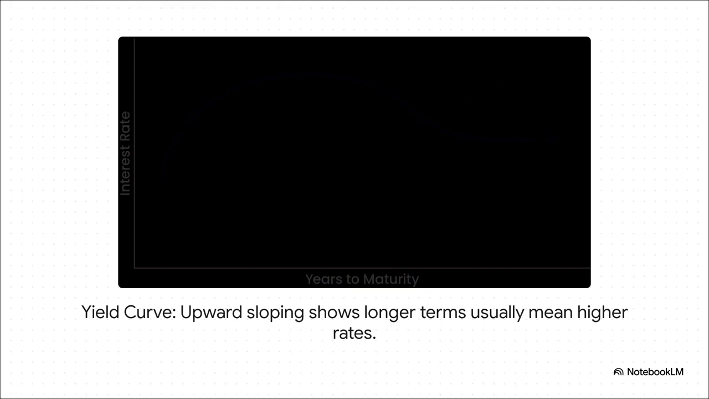Short-term interest rates are usually lower than long-term rates. Investors demand a higher yield, more money, to compensate for the increased risk of tying up their cash for longer periods. Time literally introduces uncertainty. The longer you lend your money out, the more chances there are for things to go sideways in the market.